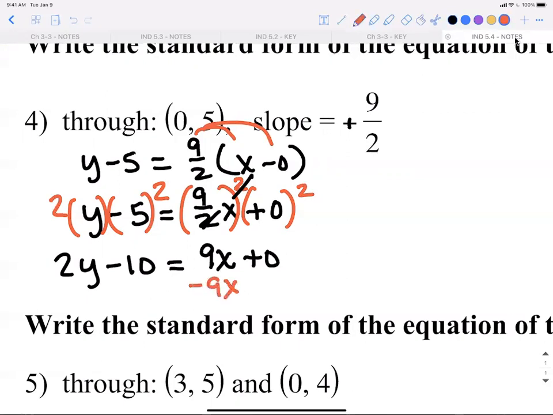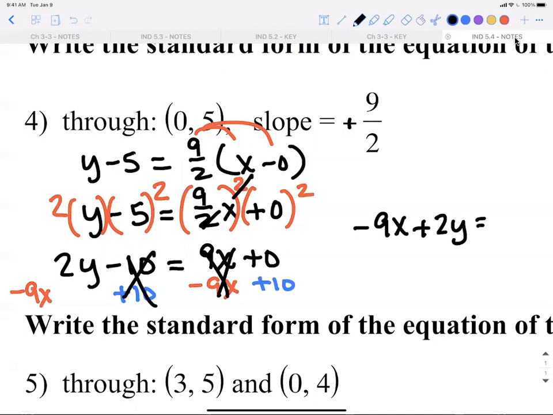And in one step, I'm going to move everything. So I'm going to minus 9x and minus 9x. And I'm also going to add 10 and add 10. And that's going to give me negative 9x plus 2y equals 0 plus 10 is 10. And then, of course, I can't have that negative out front. So I'm going to run it through, and I have 9x minus 2y equals negative 10.